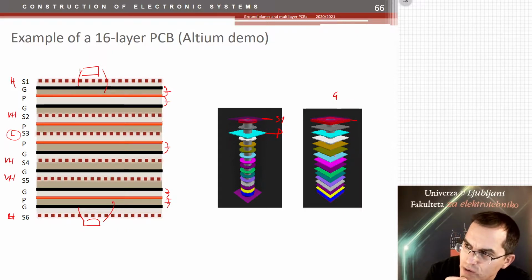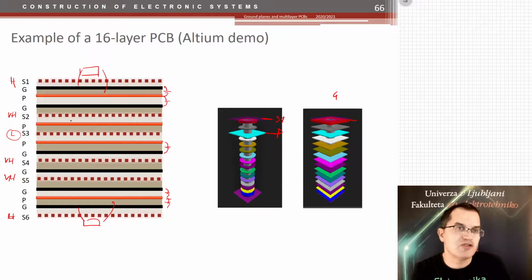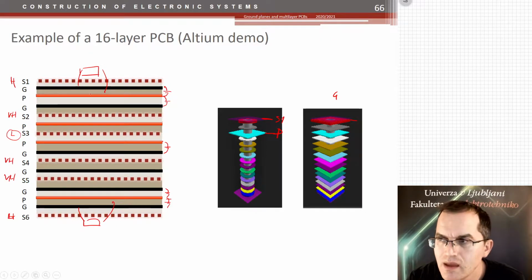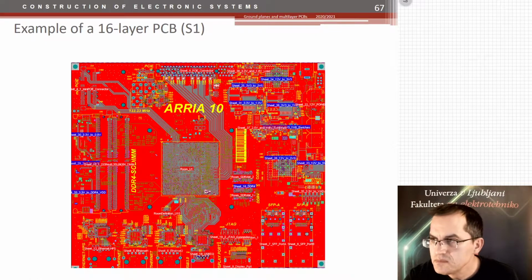And as you see on each layer, we have a ground actually. Also on those which are maybe just used partially for power. You will see that. That's the example of that PCB.